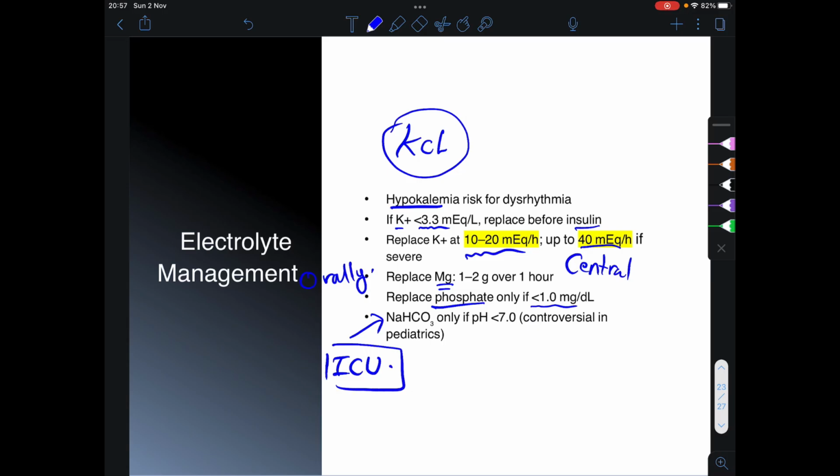So don't think about using it. But it's usually used when the pH is less than 7 or 6.9 according to Tintinalli.